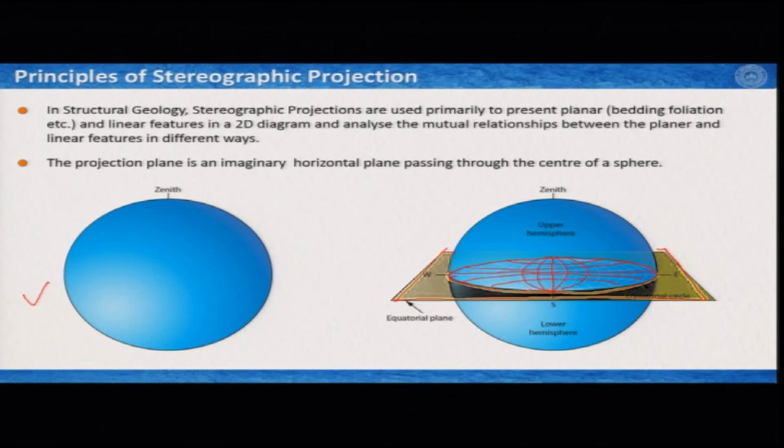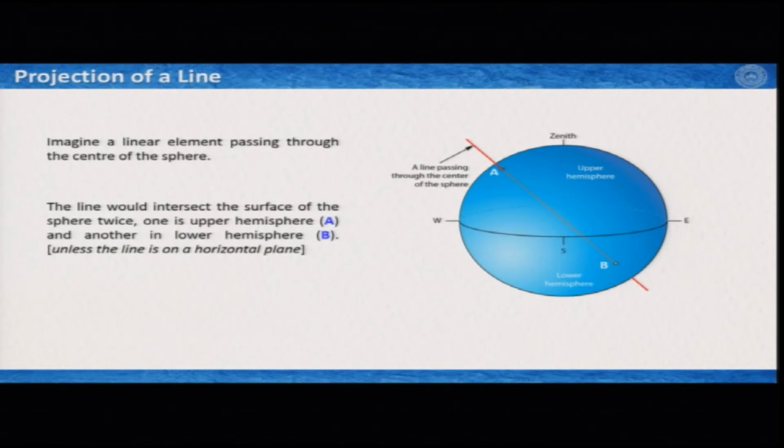So, we will see now how, using this concept of stereographic projection that we have learned in our last lecture, we will plot a line, we will plot a plane, and we will also learn how to plot the normal of a plane in the stereo net. Let us look at how to plot a line.